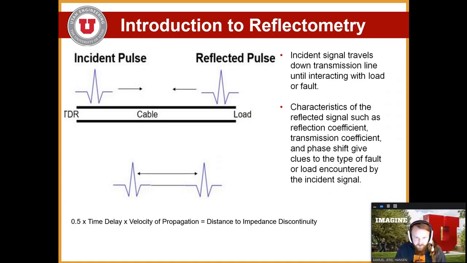So, what is SSTDR? It stands for Spread Spectrum Time Domain Reflectometry, and all reflectometry works off of the same basic principles. So here, for time domain reflectometry, we send a signal down a cable, and whenever the signal encounters any kind of fault, a load, or some kind of change in impedance, the incident pulse will be reflected and create a reflected pulse. As long as we know how quickly that pulse travels down the cable and how long it takes to get back, which we then divide by 2 for round trip time, we can find the distance to these impedance discontinuities.